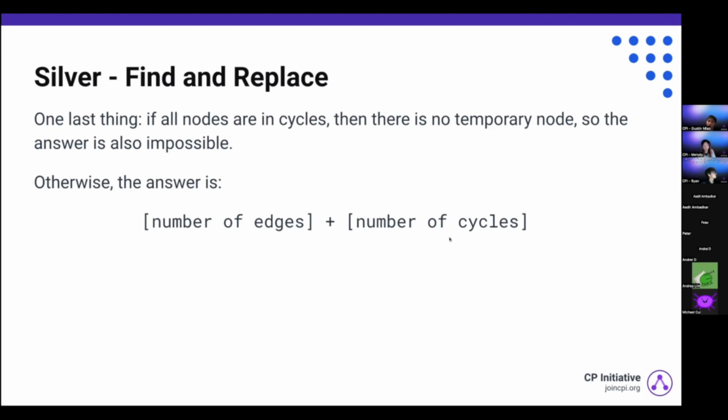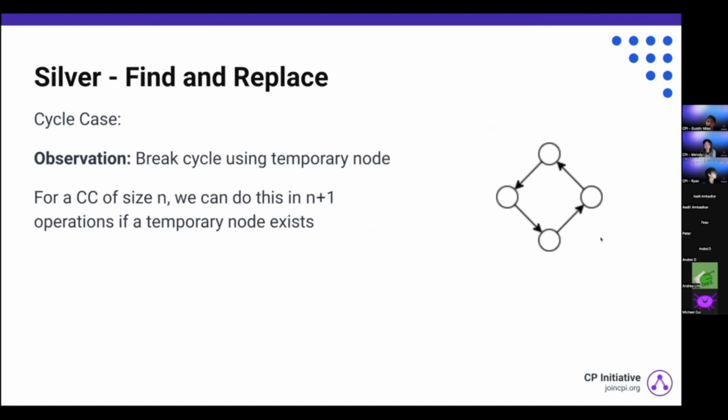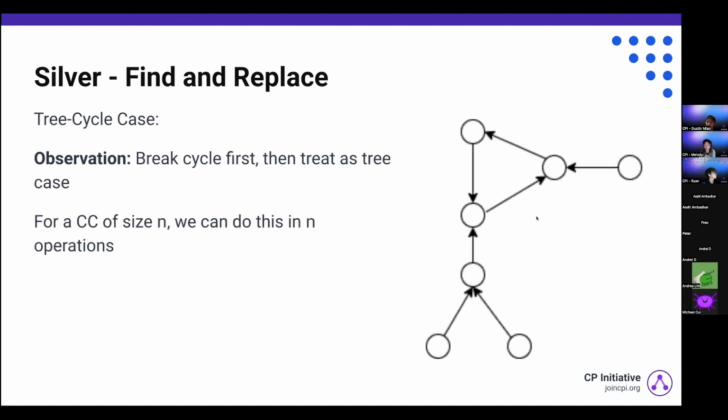Or rather than the number of cycles, it should be the number of pure cycles. So cycles that look like this and not like this.